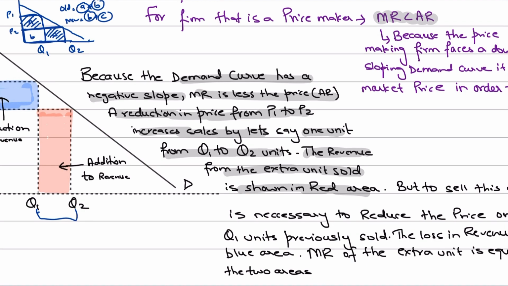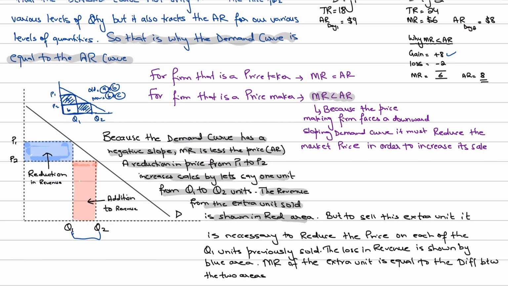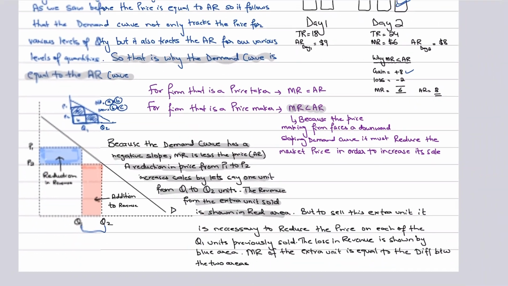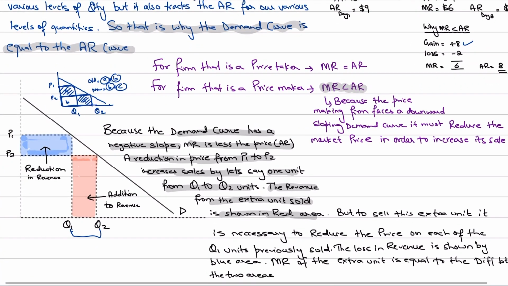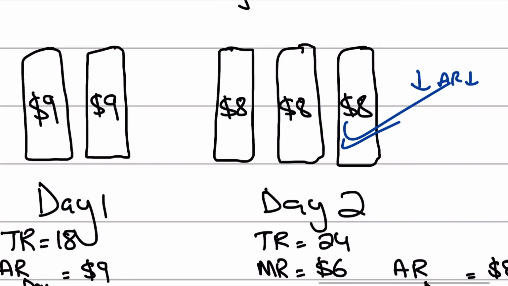So this area is representing all the revenue by selling additional units, the gain in revenue. But to sell these extra units, in order to sell the third unit, like I said, you need to reduce the price. But you don't need to reduce the price on the third unit only. It's not that you sell the first 2 units at $9 and the third at $8. No, those were actually sold at $8 as well.